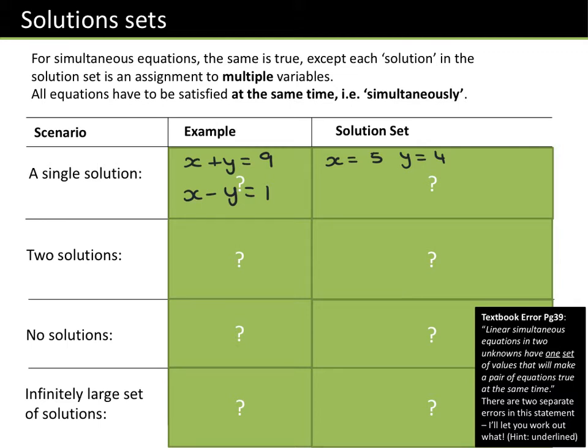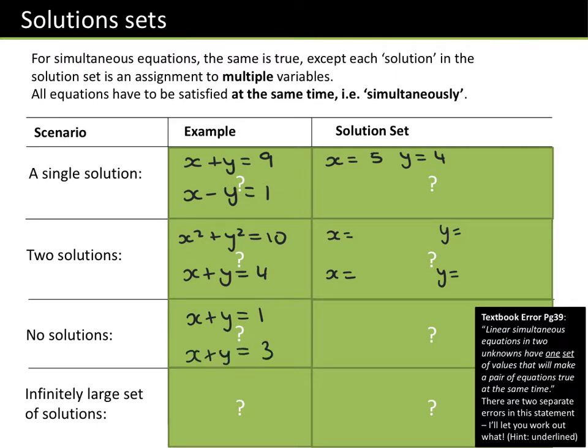Right, two solutions. We could have x squared plus y squared equals 10 and x plus y equals 4. When I put this in, I'm going to have two solutions for x, which is going to give me, in turn, a solution for y each. Something that has no solutions is going to be an equation, for example, x plus y equals 1 and x plus y equals 3. That's not possible. Two numbers added together cannot give me 1 and also add to give me 3, can they? It's going to give me no real solutions.